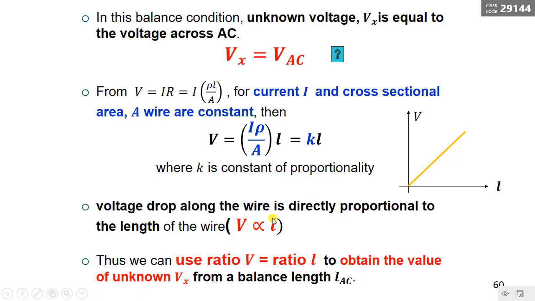So using this concept, using this ratio V equals ratio L, we can obtain the value of voltage across the balanced length AC. Then in other words, kita boleh obtain the value of the unknown Vx. Kita boleh cari unknown voltage Vx. Okay, so this is the working principle for potentiometer.